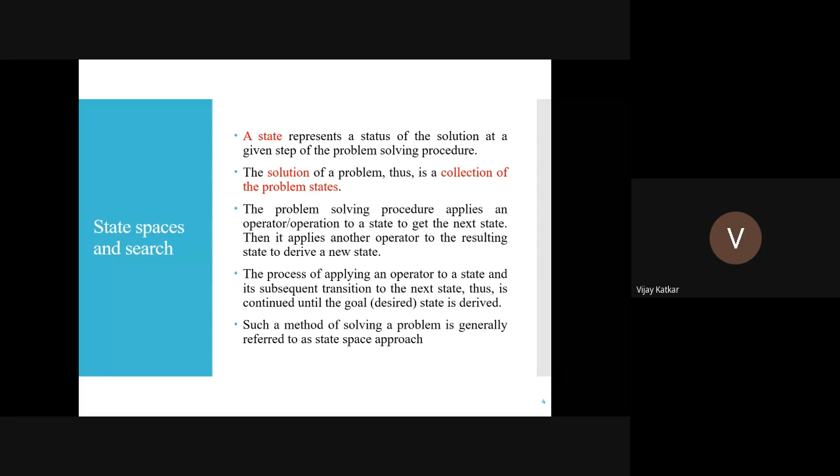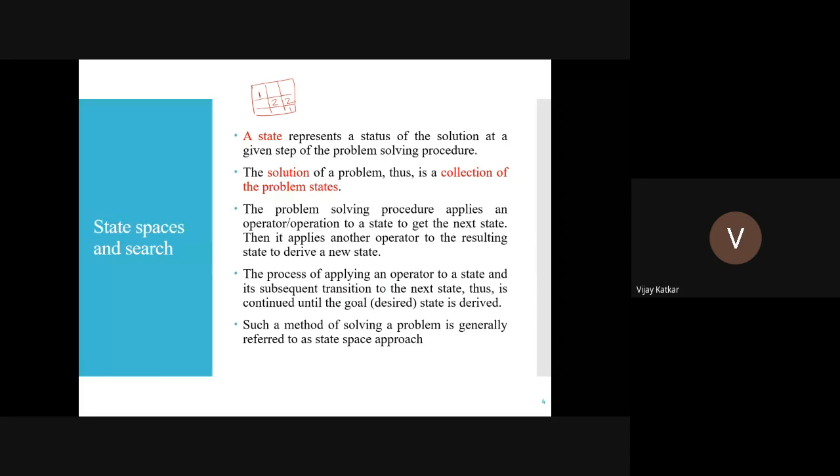So the moment you do an operation, the state is changed, that is, you are moving to the next state. Initially it was empty. Someone marked a one, that is a state. Then you are moving to another state. Then another player marked one, you move to another state. Then the computer marked two over here. You move to another state, and so on. So the state is changing.